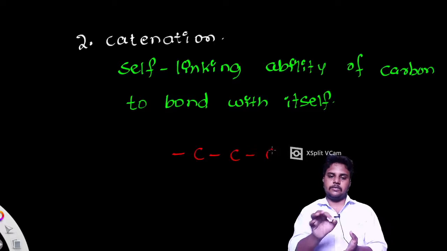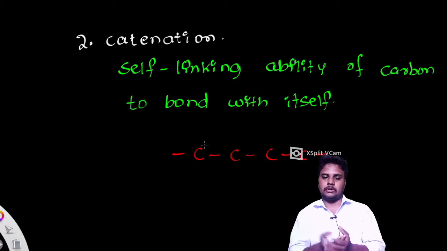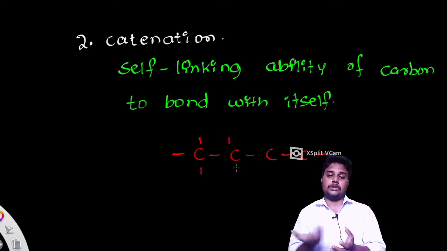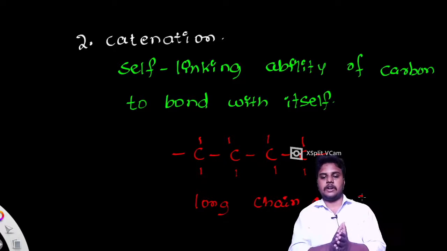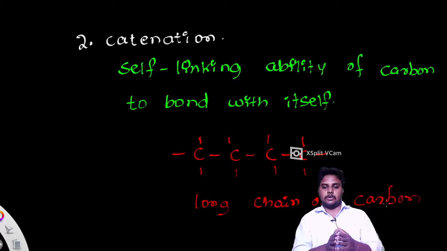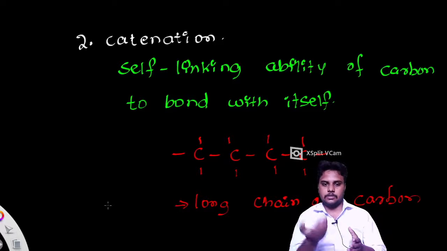Here we join carbon to carbon, carbon to carbon. Like that only we can make up to 1000 molecules, where the bond can be formed. This is due to the property of catenation. So we will write: due to the property of catenation, it can form long chains of hydrocarbons. Okay, hope you understood this concept of catenation.